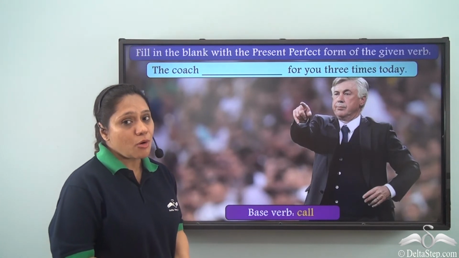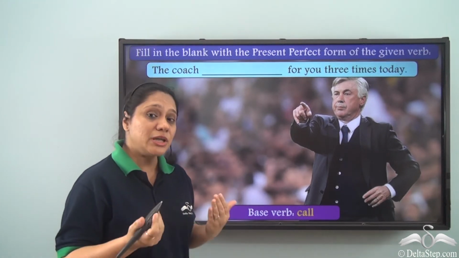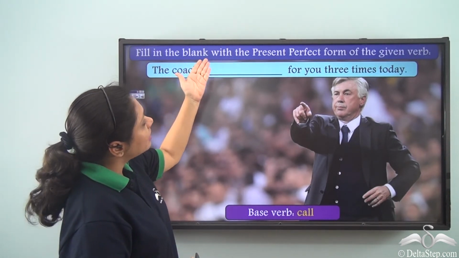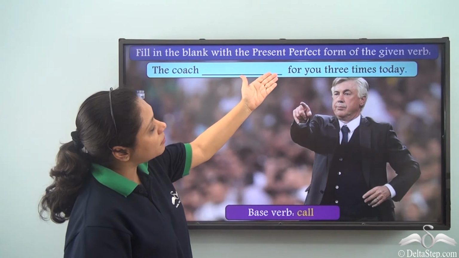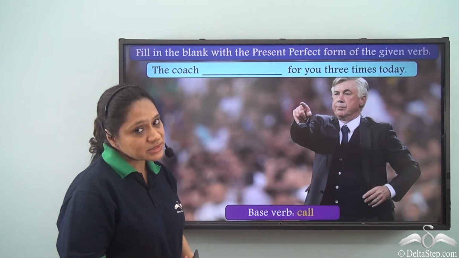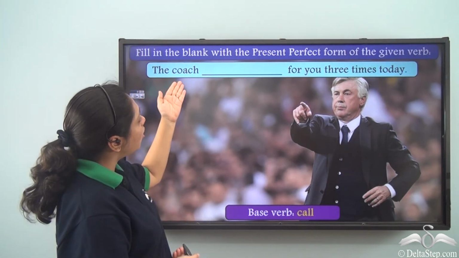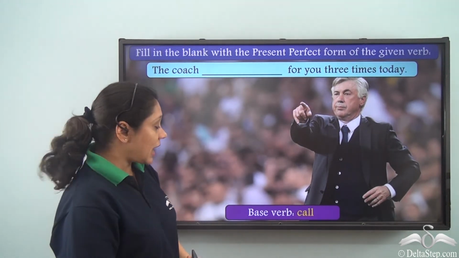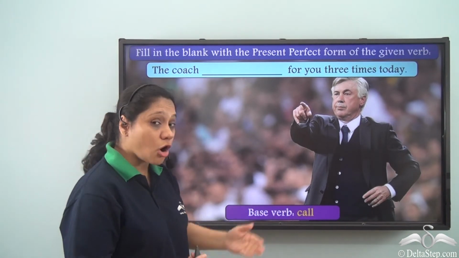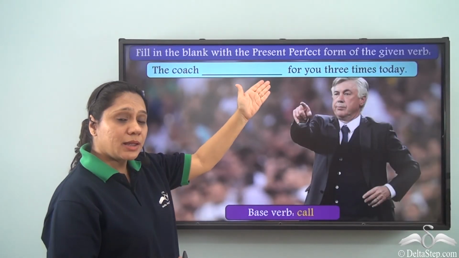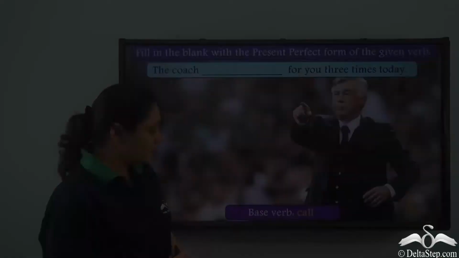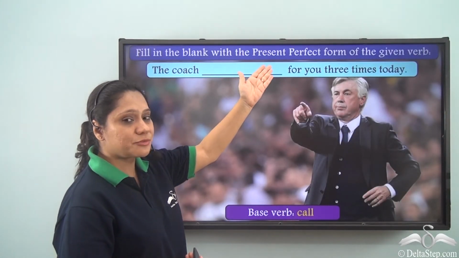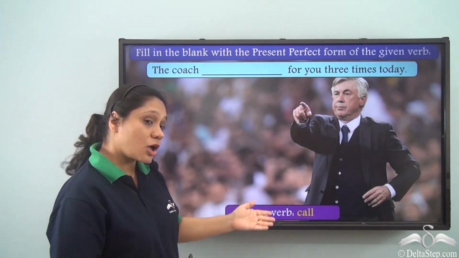Now that you know how and when we use the present perfect tense, can you fill in the blank with the present perfect form of the given verb? Let us read the sentence. The coach dashed for you 3 times today. And the verb given to us is call. So, what will be the correct answer here? So, let us see how to form the present perfect form of the given verb call.